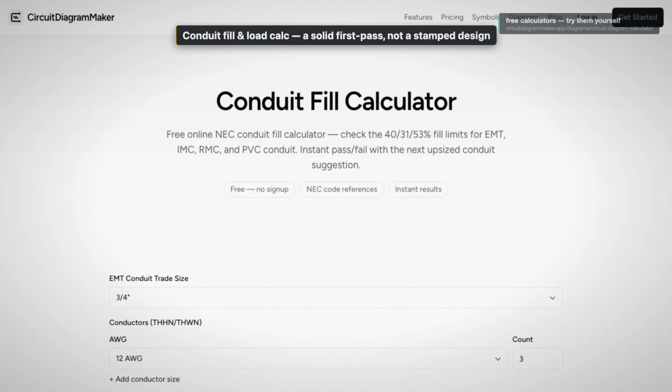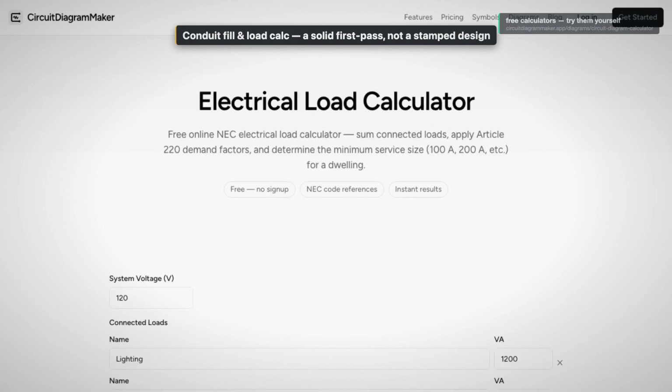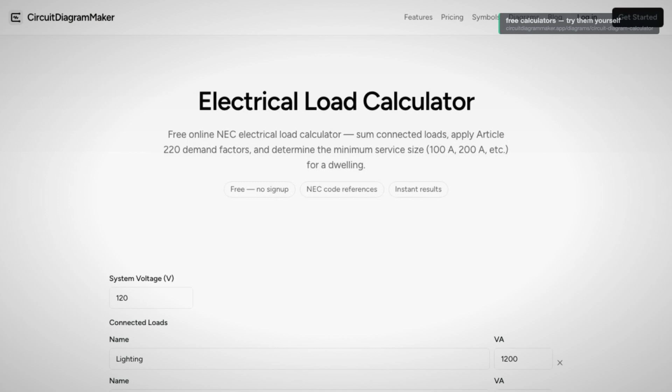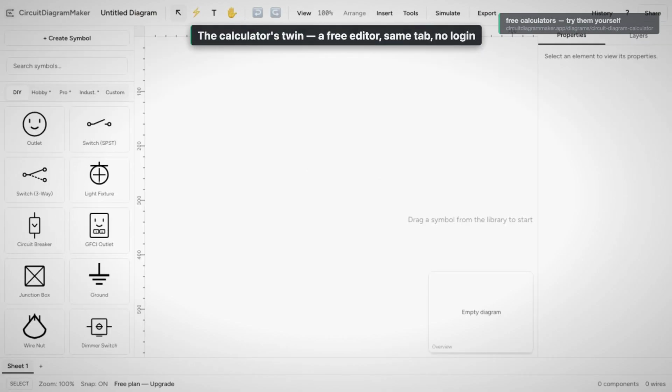The other 2 round out the set. The conduit fill calculator checks whether your conductors fit the pipe against the fill limit, a straightforward pass or fail. And the electrical load calculator totals your loads into volt amps and a service current. Both are basic in the free tier, a solid first pass number, not a stamped design, and I'd rather tell you that than oversell them.